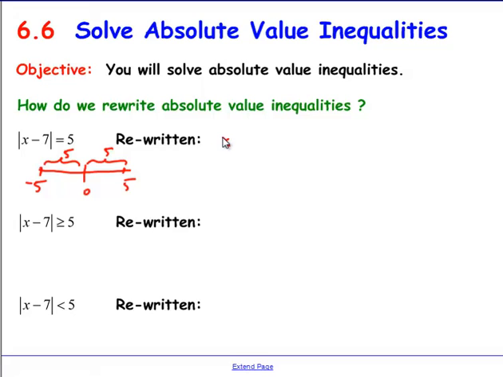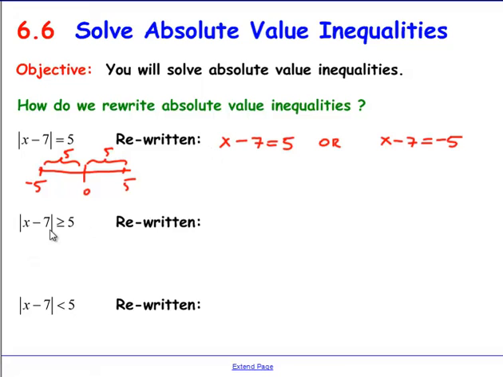So the first equation is x minus 7 is equal to positive 5, or x minus 7 is equal to negative 5. And notice that once I rewrite, I don't have the absolute value bars anymore.